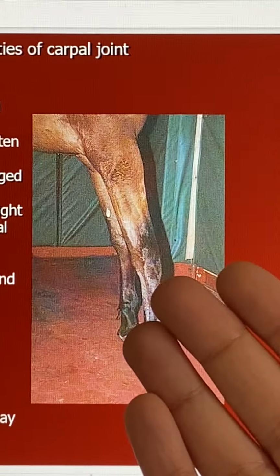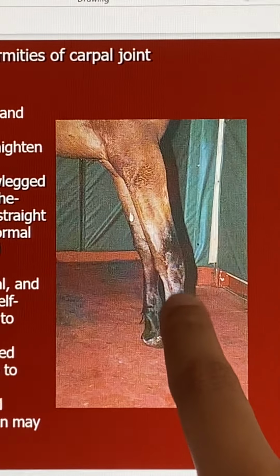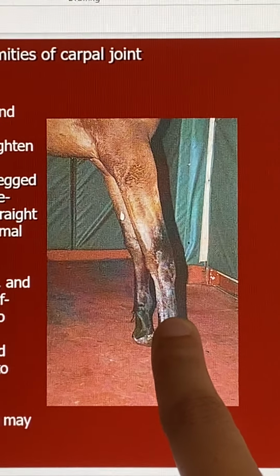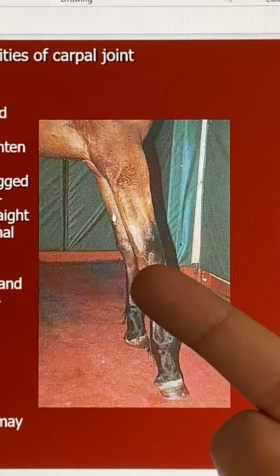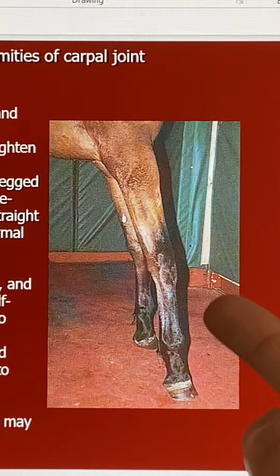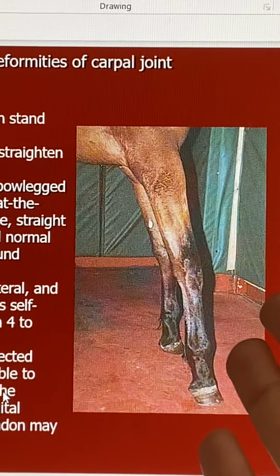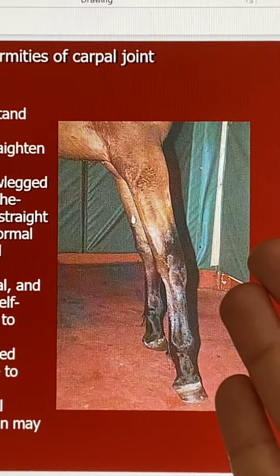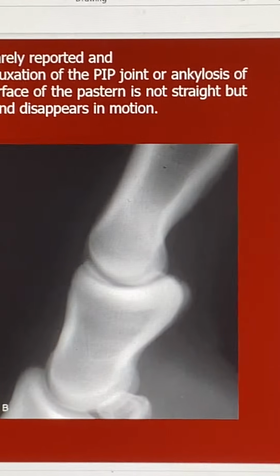The foal is bow-legged, or let's say over at the knee. You see a straight pastern and normal hoof to ground contact, and usually this problem occurs bilaterally. Now, if we talk about mild cases, it's usually self-correcting in, let's say, less than a week. In severe cases, they may be unable to stand, and the common digital extensor tendon may rupture.